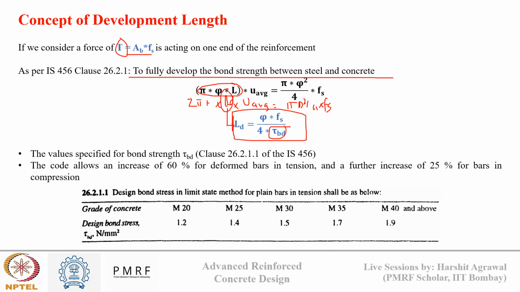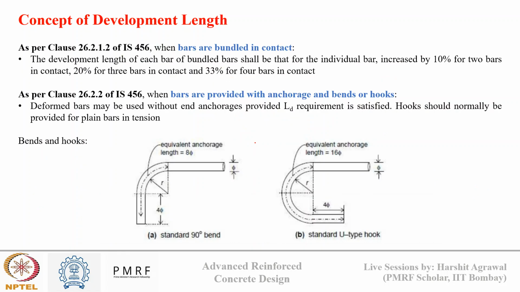Here tau bd is the bond strength between steel and concrete, which depends upon the grade of concrete as well as the type of steel. So if it is a deformed bar, we increase it by 60%, and if the bar is present in the compression side, we increase it by a further 25%. Okay, so based on this we can calculate the development length.